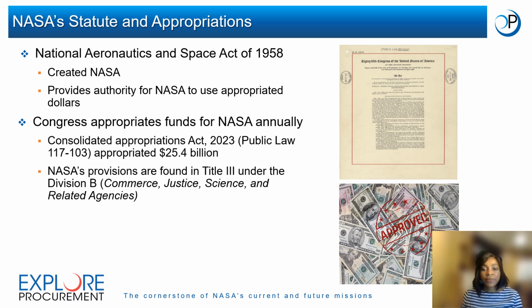The National Aeronautics and Space Act of 1958 is the statutory authorization for NASA. This legislation created NASA. It also provides NASA the authority to use appropriated dollars to carry out its objectives. Each year, Congress appropriates funds for NASA to execute this mission. In fiscal year 2023, Congress appropriated funding of $25.4 billion to NASA via the Consolidated Appropriations Act of 2023. NASA's provisions are found in Title III under Division B, Commerce, Justice, Science, and Related Agencies.